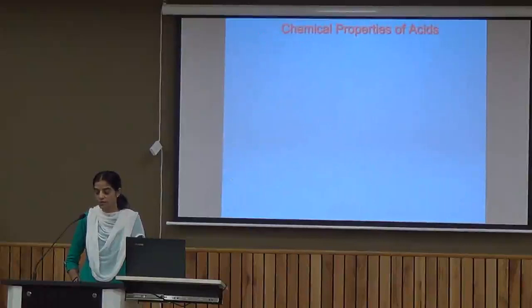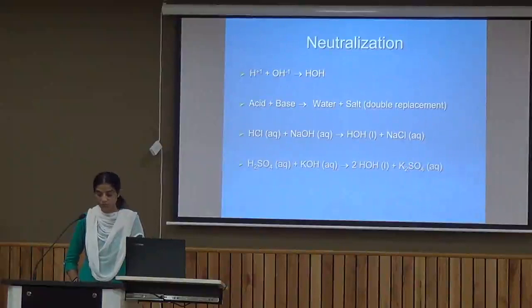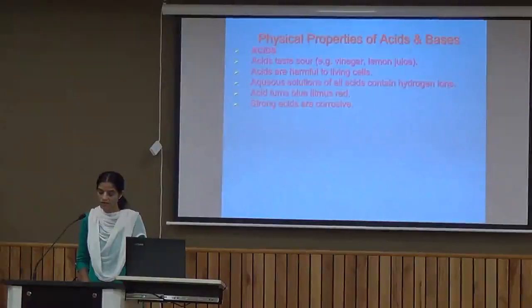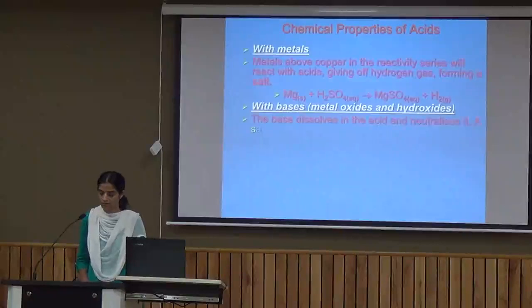Next, we come across the chemical properties of acids and bases. When we talk about chemical properties of acids and bases, basically we refer to the reaction of acids and bases with different substances. Like the very first example shown here, the chemical properties of acids, the reaction of acids with metals. Let us see.